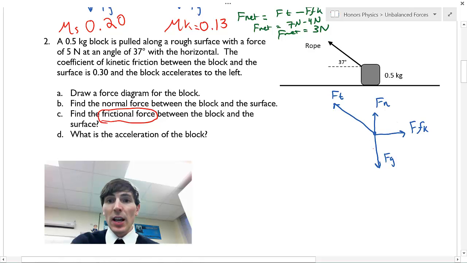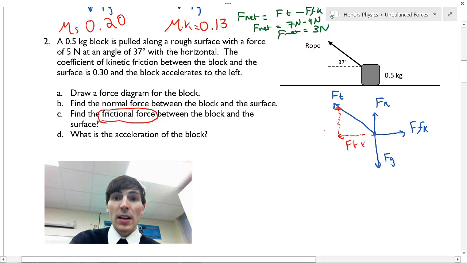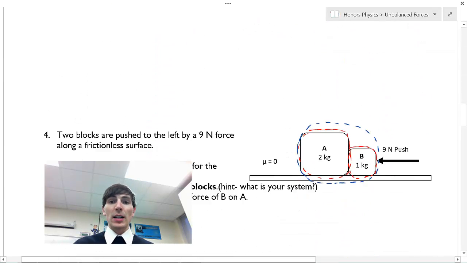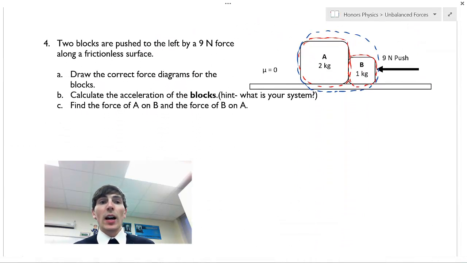For number 3, you're going to have a lot of forces involved. Make sure that you break things into components that are not on your axes. You're going to need to do that. You're going to need to have a little FTx and FTy. There are some hints on that one. Moving on to question number 4, I have a hint for part B.